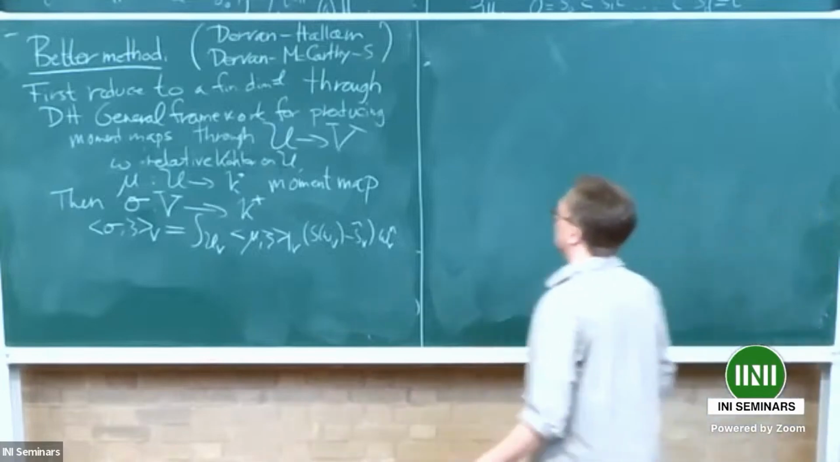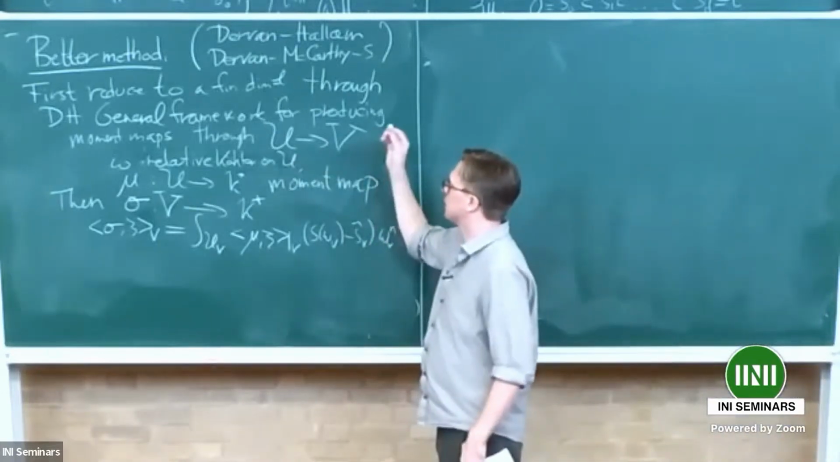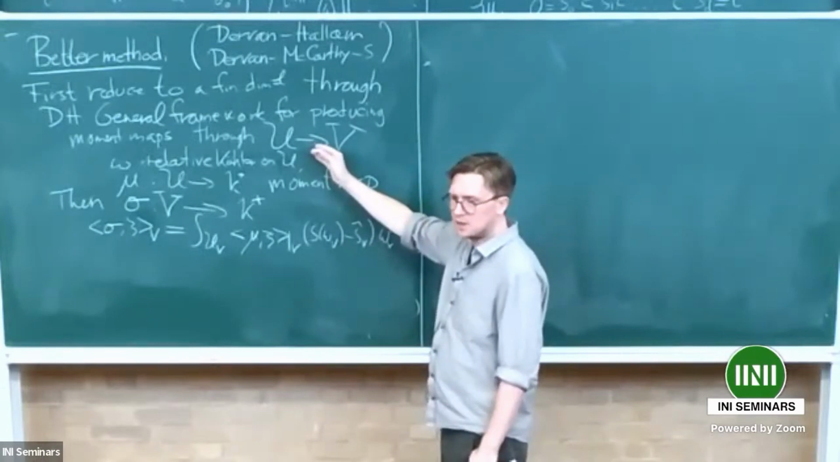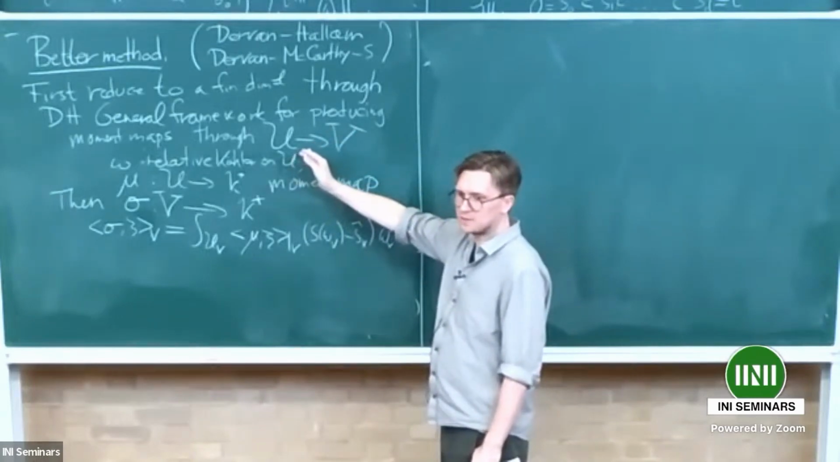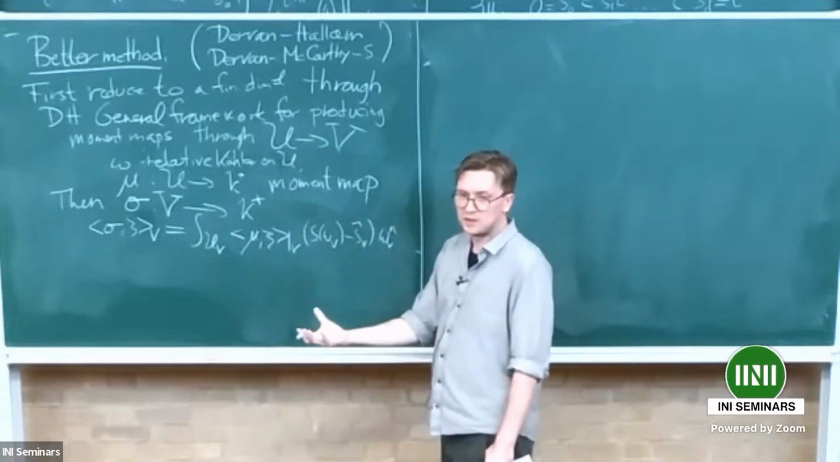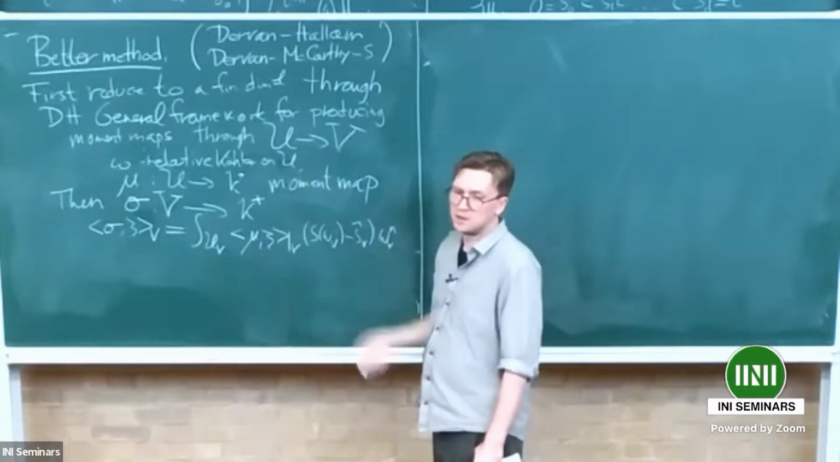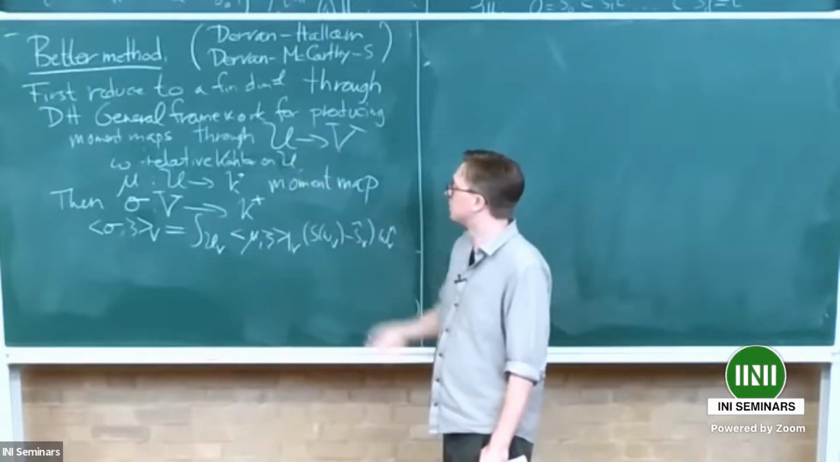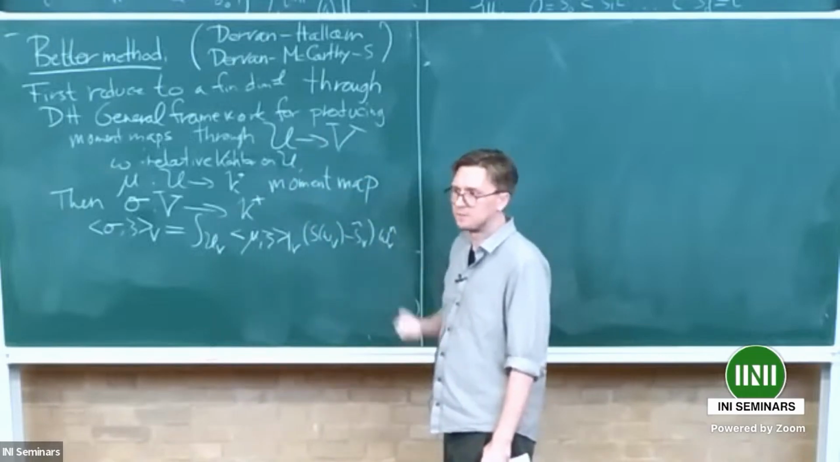So this is a holomorphic submersion where the fibers are compact. V and U don't have to be compact. So you can think that V is some ball in a vector space or something. But the fibers have to be compact.